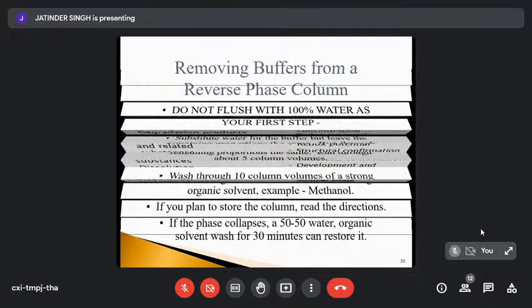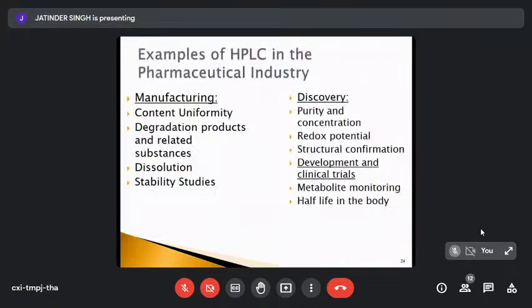So how is HPLC useful in the pharmaceutical industry? No doubt, liquid chromatography is very useful in environmental analysis, and also in the pharmaceutical industry. It is very, very important. It is used in the manufacturing process, for example, for content uniformity.